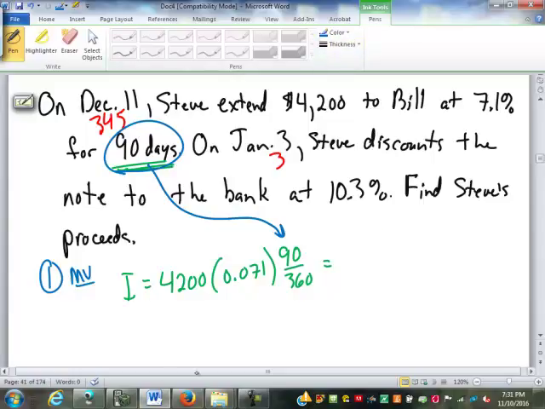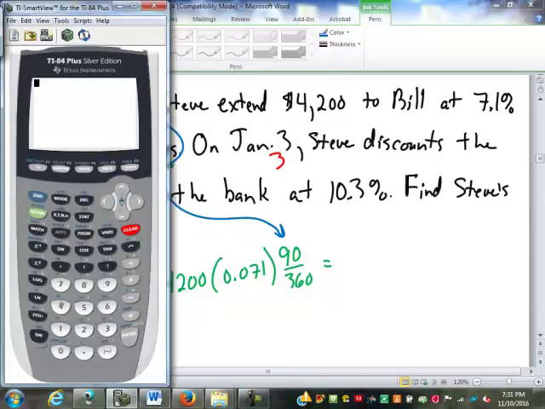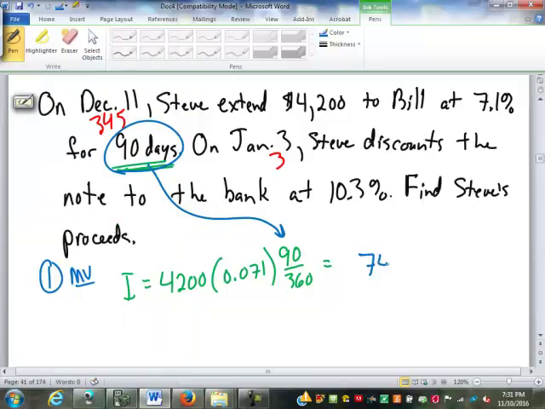So the interest here is the 4,200 times 0.071 times 90 divided by 360. 74.55.